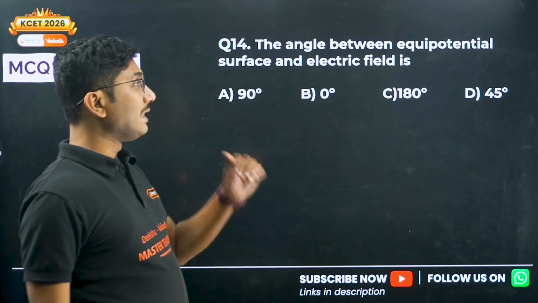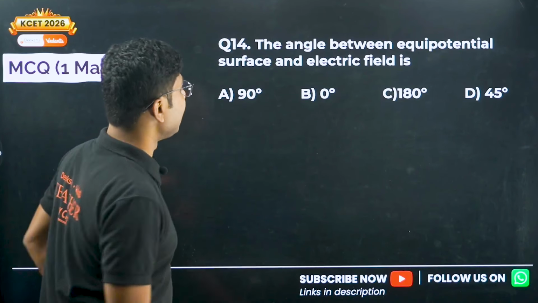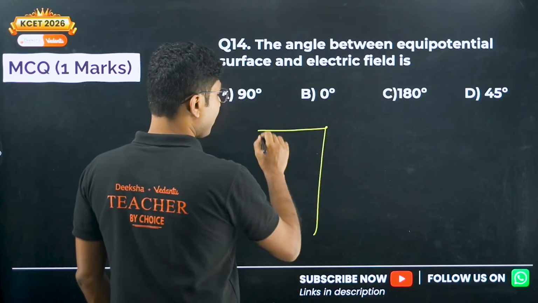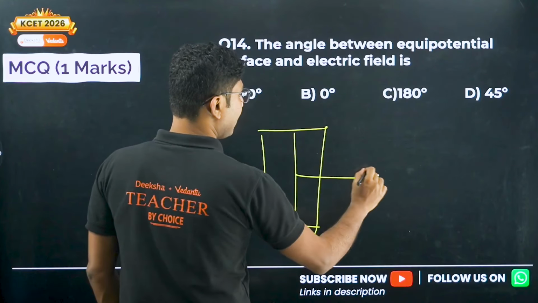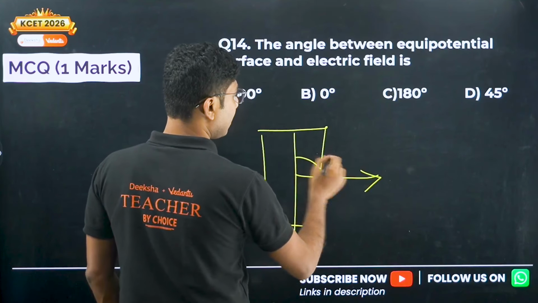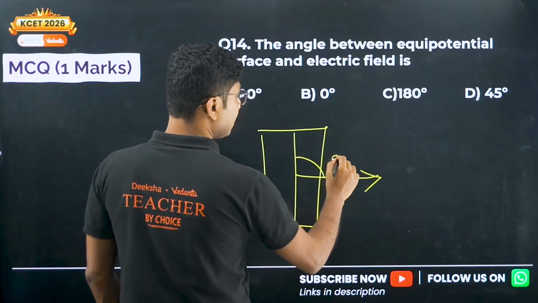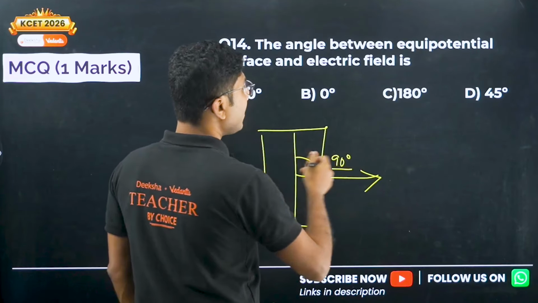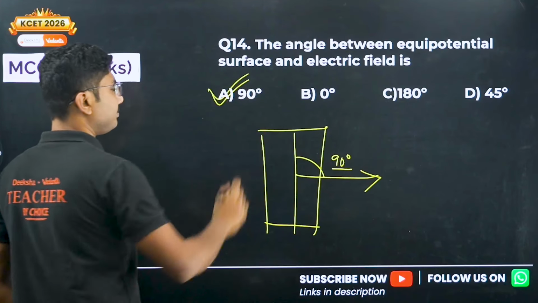So the angle between equipotential surface and the electric field is, so if there is an equipotential surface, then the angle between equipotential surface and electric field is always 90 degrees. So correct answer is option A.